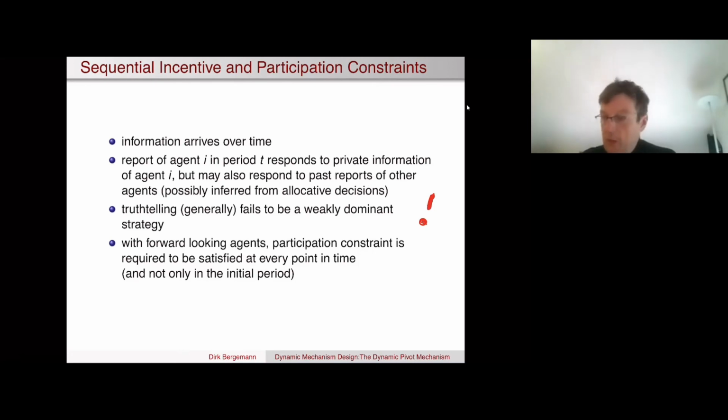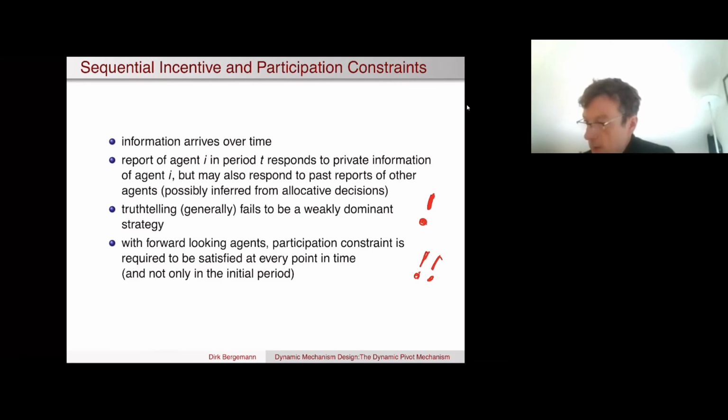Second, with forward-looking agents, we want to require that the participation constraint is not just satisfied in period 0, but it's satisfied in all future periods. That is, whenever I'm arriving at a period, looking forward, the interaction that the mechanism, that the market offers to me, okay, needs to be such that I'm willing to continue participating from then on. Okay, and so this is the second point that we need to be aware of. We want to guarantee that the participation constraint is met.